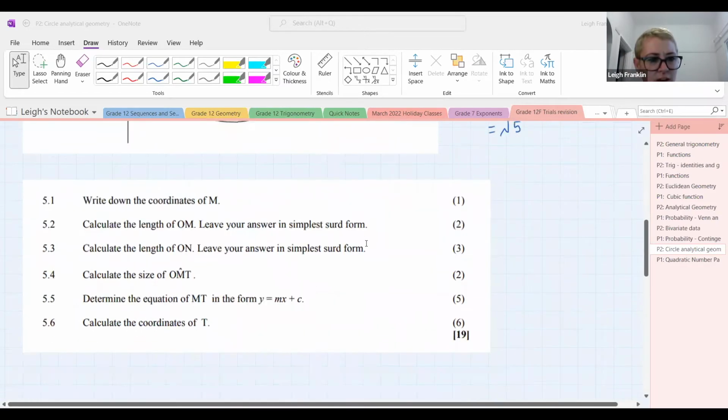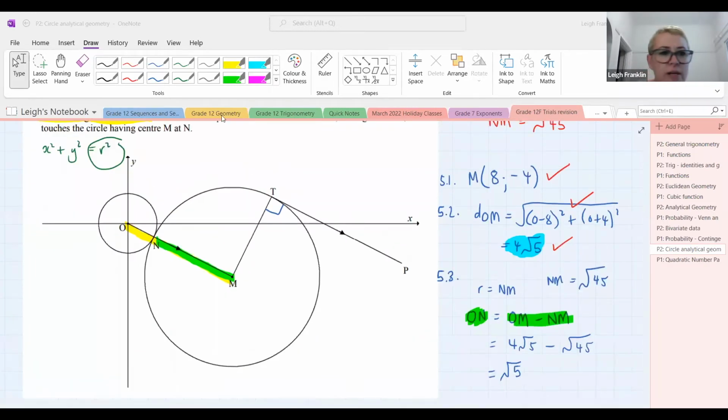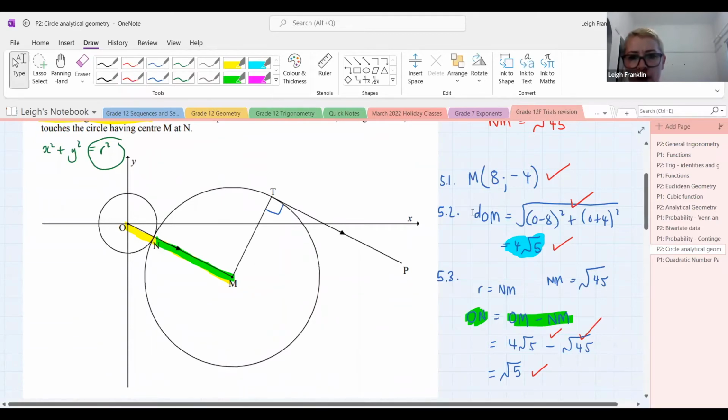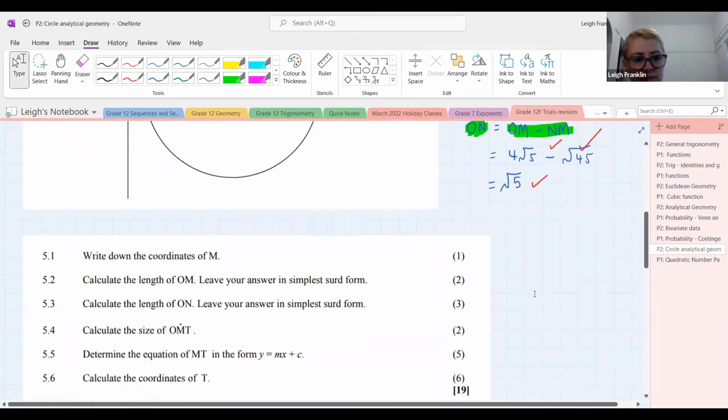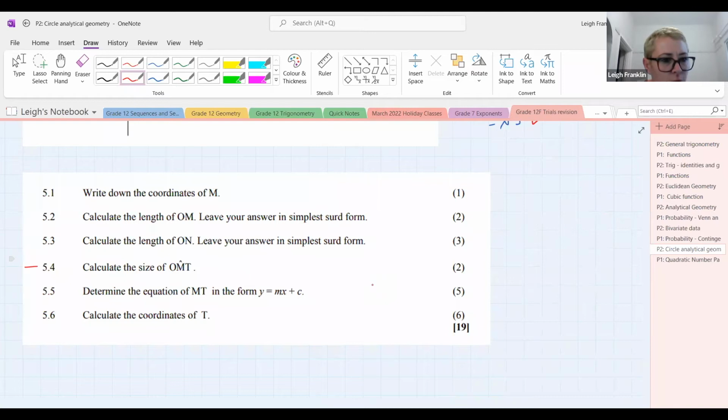So that was 5.3. It's out of 3 marks. So here we obviously have to have a mark for our answer. I would say that there has to be a mark for subtracting NM from OM. And then, of course, we had to work out that NM was root 45 because we already had OM from the previous question.